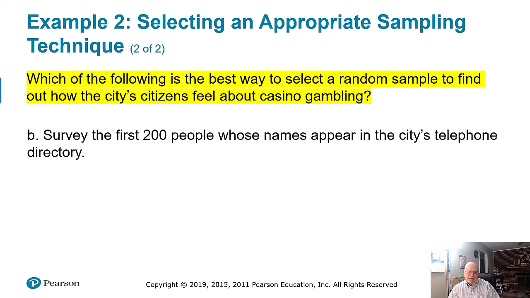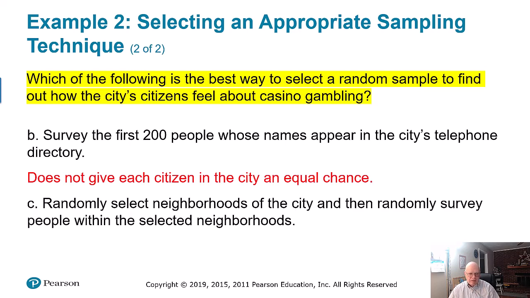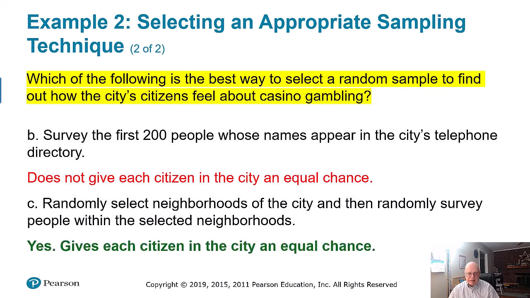How about this? Survey the first 200 people whose names appear in the city's telephone directory. You think that would be a good representative sample of the people in the city? But not all the people have an equal chance, so that might not be a good idea. How about you randomly select neighborhoods of the city and then survey all the people in those selected neighborhoods? Yes, every citizen has a chance to be selected.